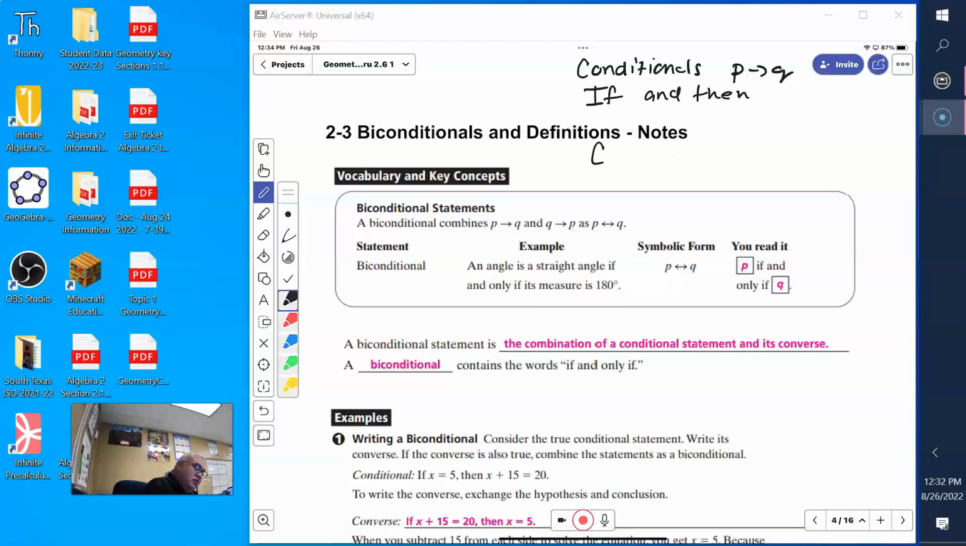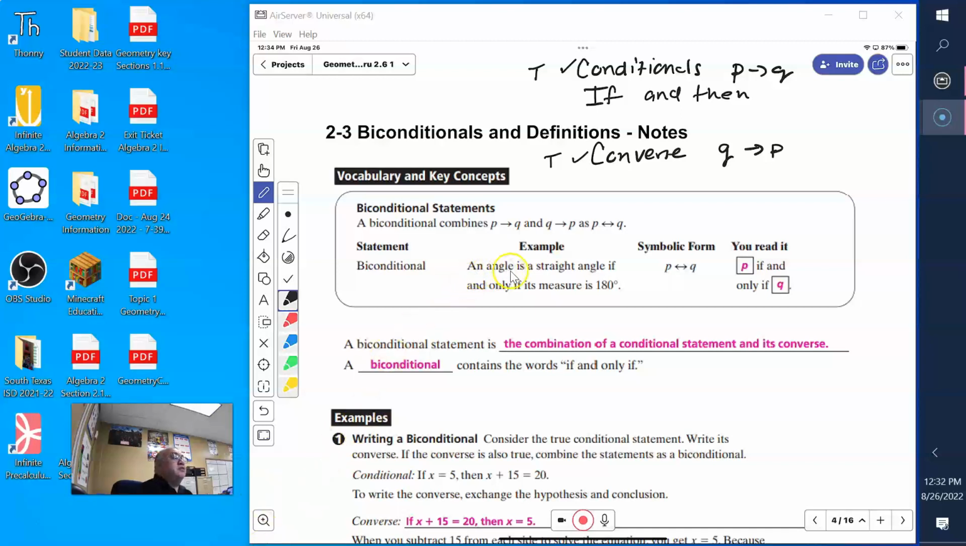Now the converse is Q implies P. What happens if the conditional and the converse are both true? If both are true, then we can write a biconditional statement. So let me give you an example.